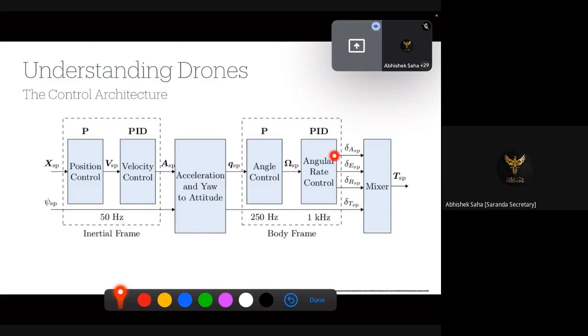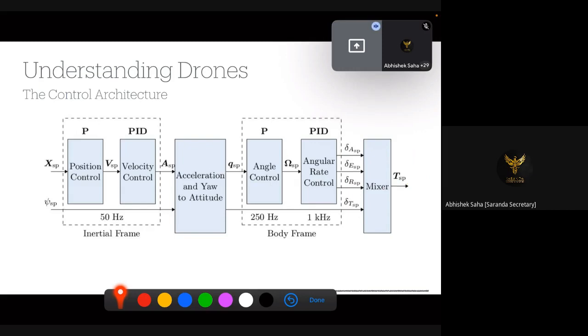Finally, you get your actuations, which is basically the moments needed for generating roll, pitch, yaw, and the thrust. And then you have a mixer. What is this mixer? This is basically a control allocator which decides how much change has to be done in which actuator so as to generate the desired forces and moments. So this is what the desired forces and moments are.